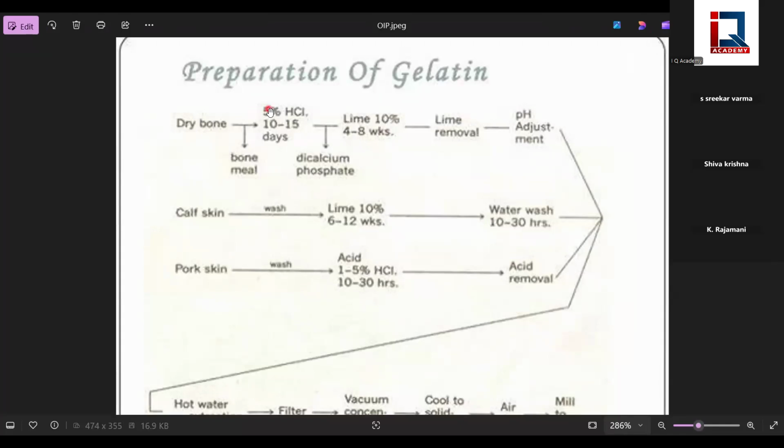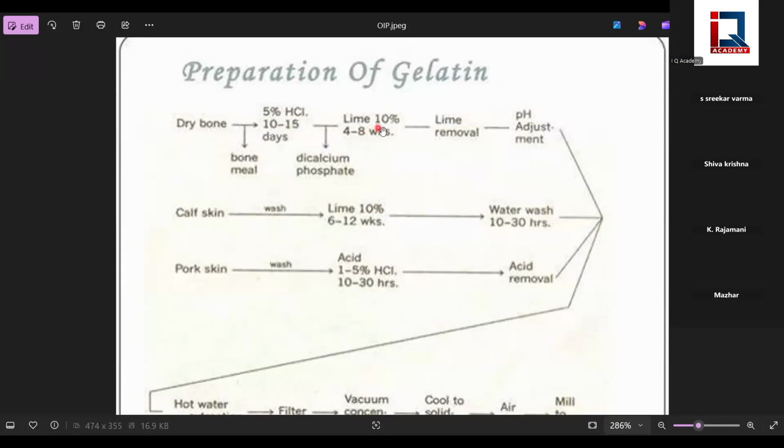See how we are preparing gelatin. Collecting the dry bones, first step. Then crushing these bones into small powder, which is called bone meal. Then this process is called acid hydrolysis. That's why I'm adding 5% HCl, and I'm soaking these bones in 5% HCl for 10 to 15 days.